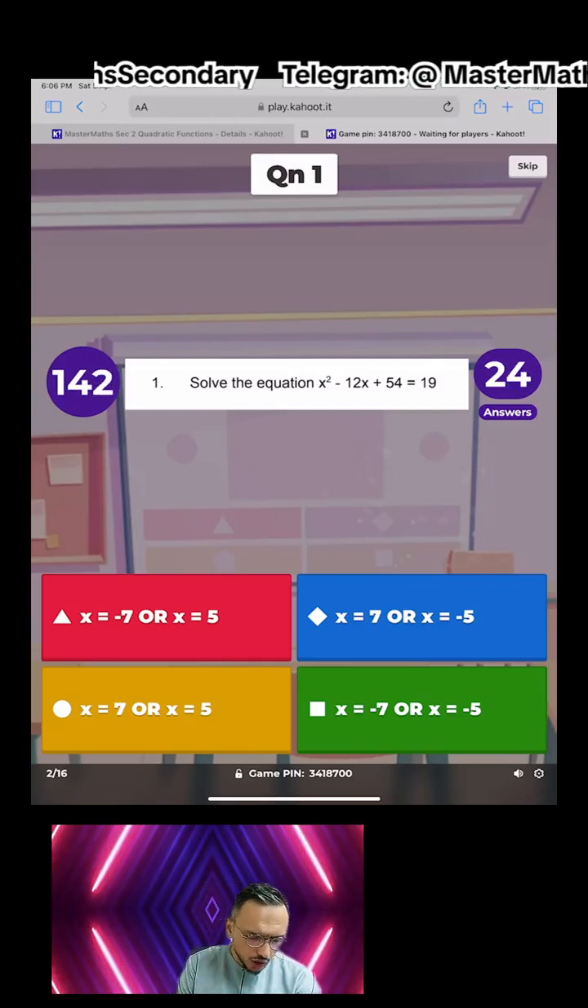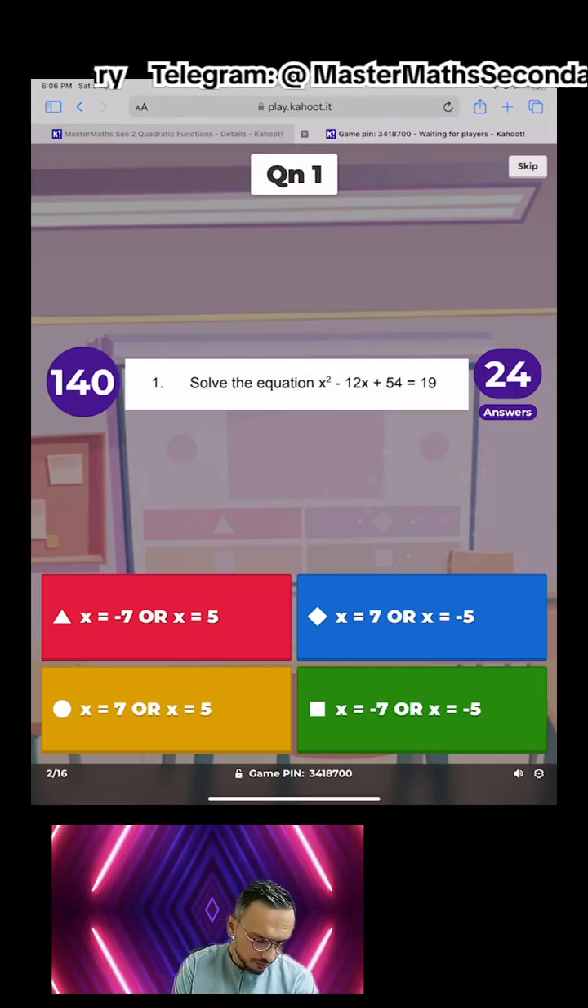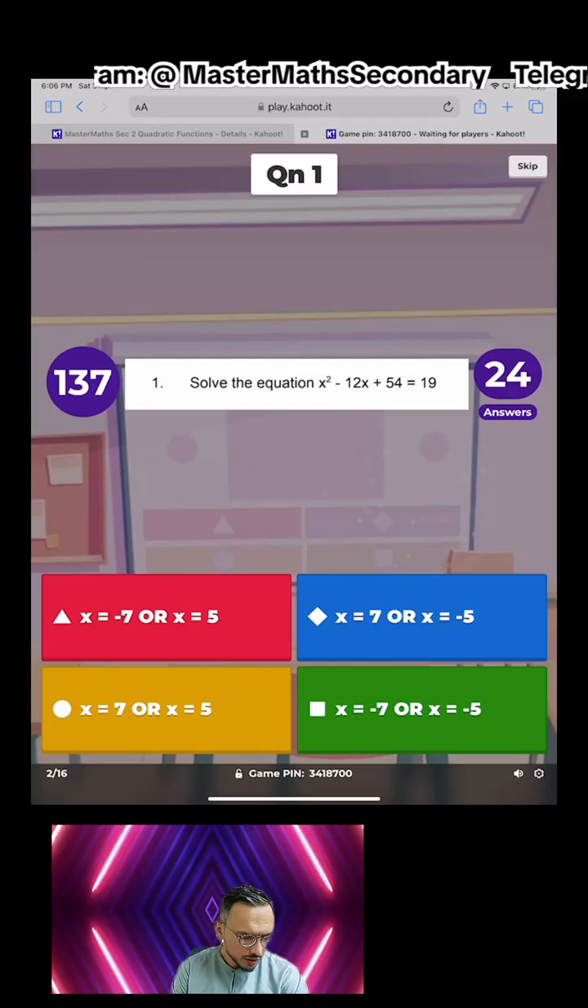Okay, guys, so solve the equation x squared minus 12x plus 54 equals 19.